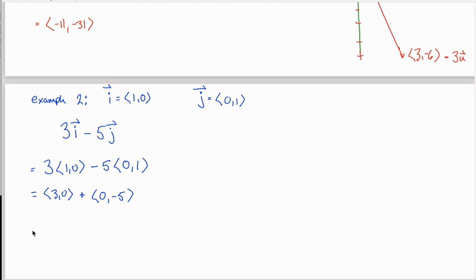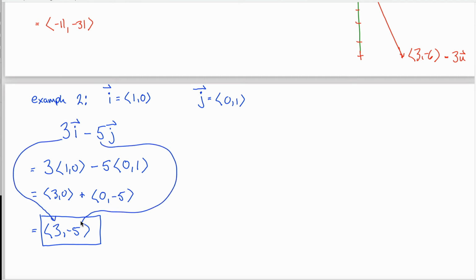Now that I have two vectors, I can add them together, 3, 0 and 0, -5. Well, the first component is just 3 plus 0, or 3. And the second component is 0 plus -5, so -5. What I'm saying is with i and j defined this way, 3i minus 5j would just be this vector 3, -5. And you're like, yeah, I could have gotten that right from the start, right? This 3 just ends up being this 3, and this -5 just ends up being this -5.